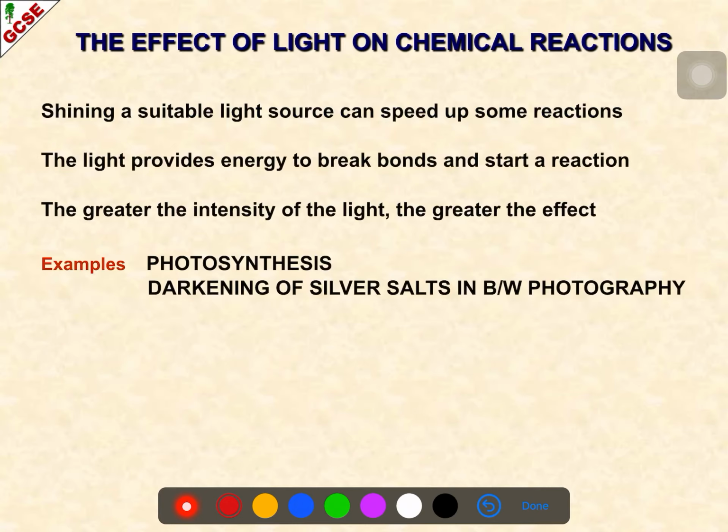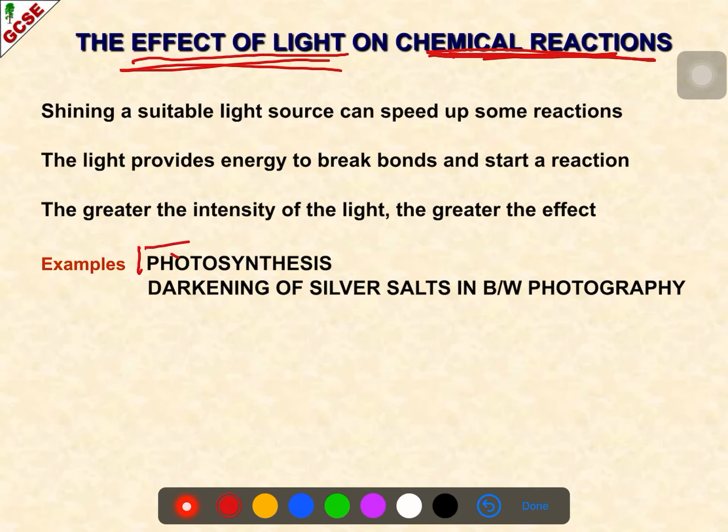So I think this is the last, the effect of light on chemical reactions. The effect of light in a chemical reaction, such as photosynthesis. So photosynthesis, without light, can never occur. So not all reactions require light, but some reactions do.